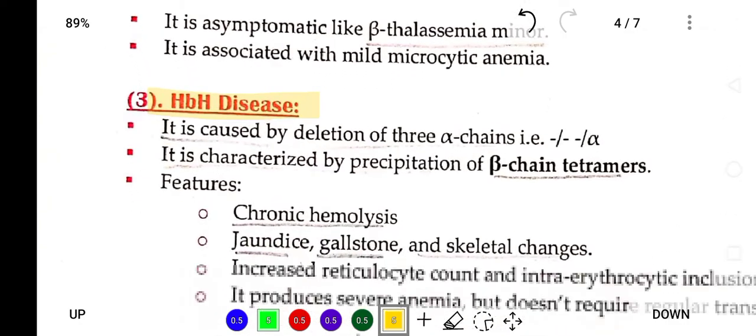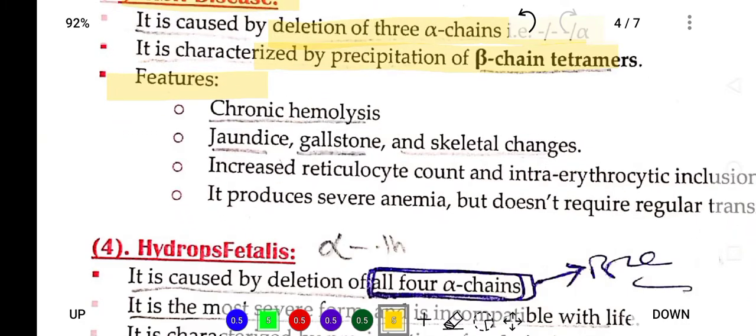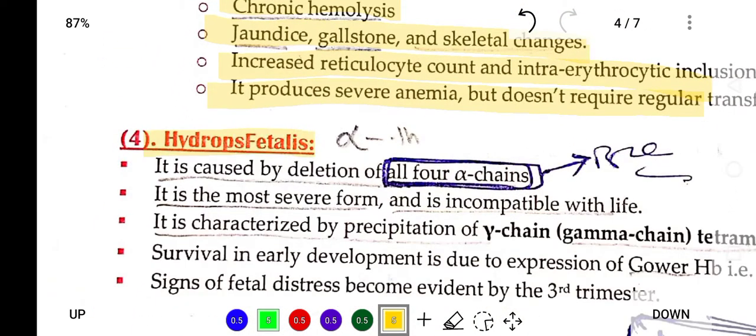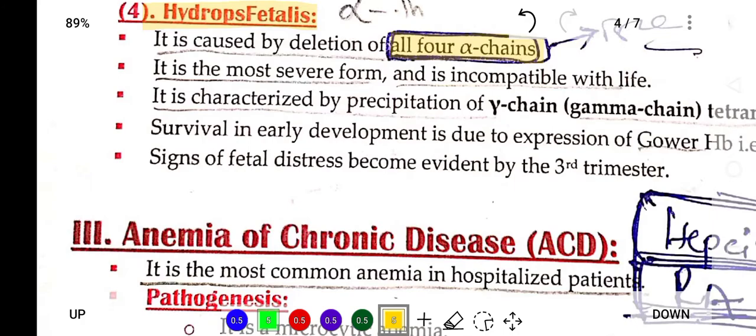Hemoglobin H is deletion of three alpha genes and is characterized by precipitation of beta chain tetramers. Features are chronic hemolysis, jaundice, gallstones, and skeletal changes, increased reticulocyte count, and severe anemia. Hydrops fetalis has deletion of all four alpha genes, is incompatible with life, and gamma chains are present.